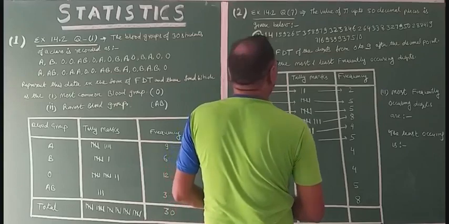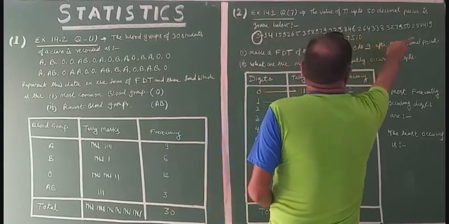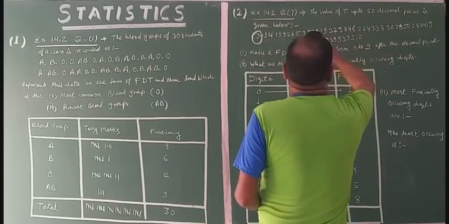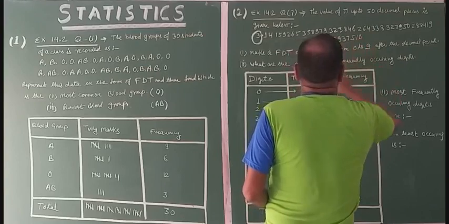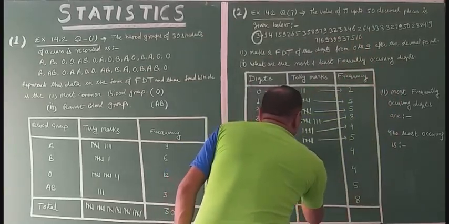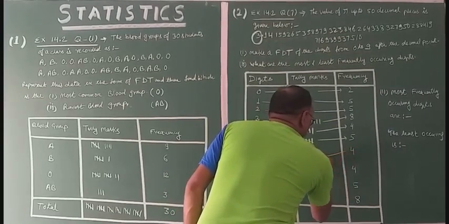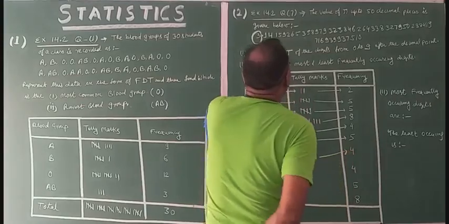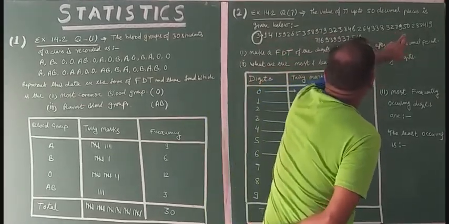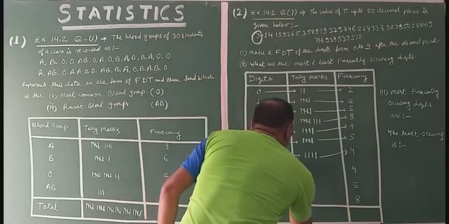Now just come to the digit 6. 1, 2, 3, 4. 6 is how many times? 4 times. This is 6. Now 7: 1, 2, 3 and again 4. 7 is again 4 times.